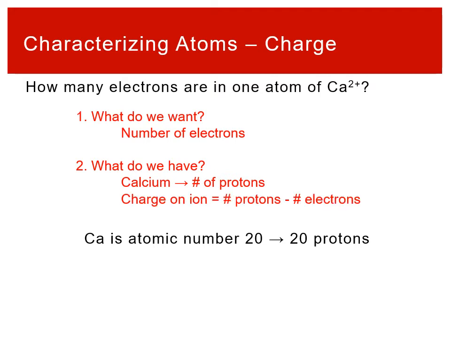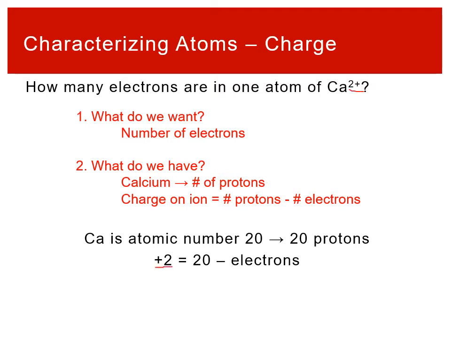The other piece of information is the charge on the ion. Okay? And we know that the charge on the ion is always equal to the number of protons minus the number of electrons. We know that neutrons don't matter because neutrons are neutrally charged. What matters is the number of protons and the number of electrons. So we can know that the total charge is the +2 right here.